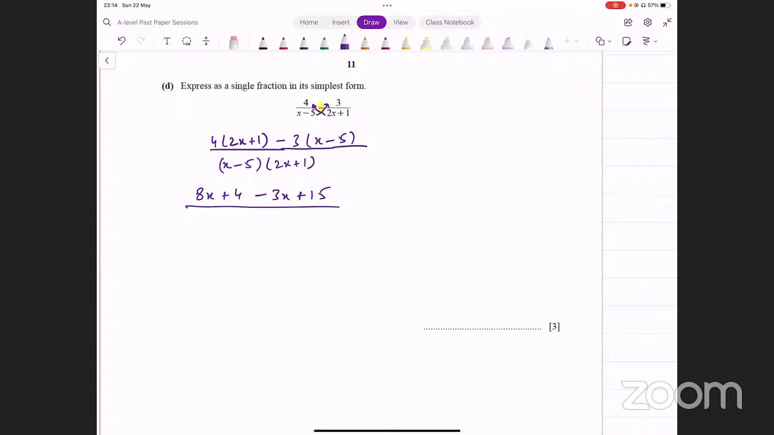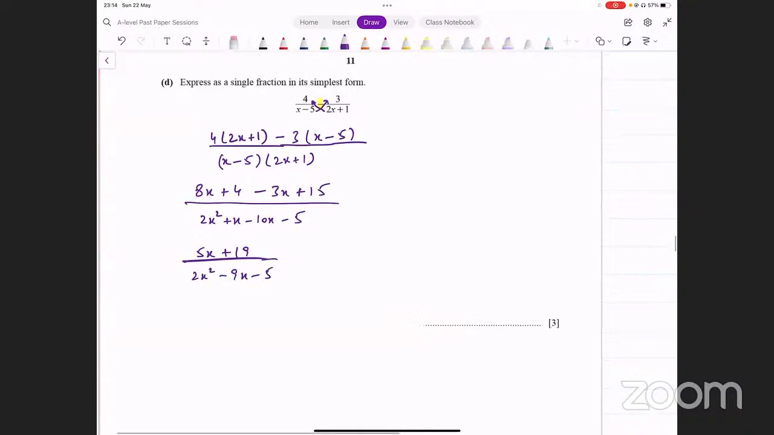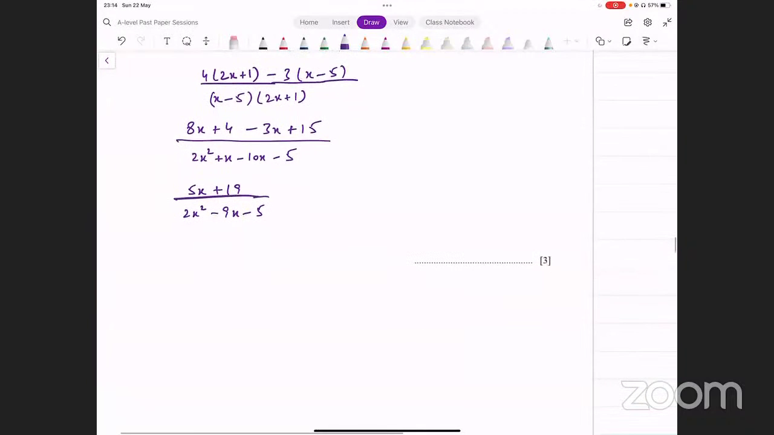Denominator को simplify करेंगे आपको क्या आ जाएगा? 2x square plus x minus 10x minus 5. Okay, let's write down what we get after this. 8x minus 3x, that's going to be 5x, plus 4 plus 15, that's plus 19. In the denominator, we have 2x square minus 9x minus 5. That's your final result. Single fraction in simplified form.